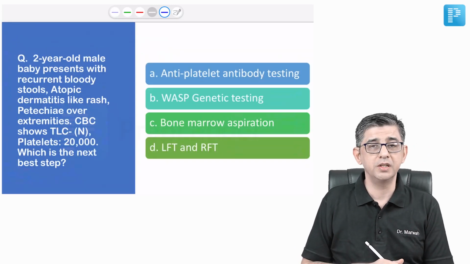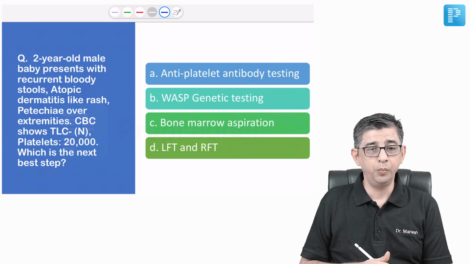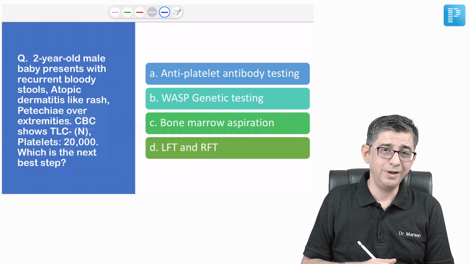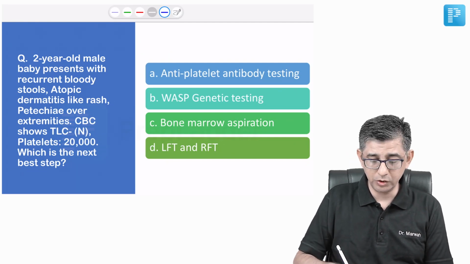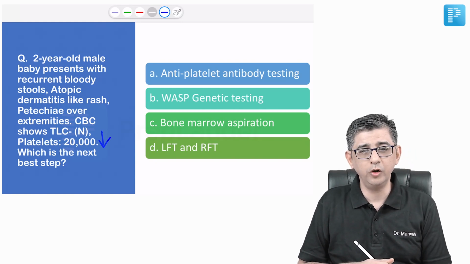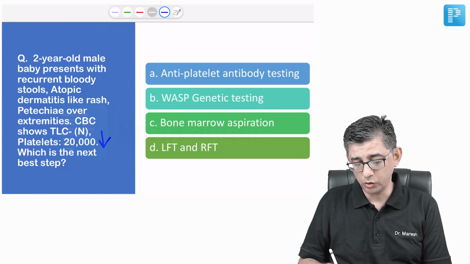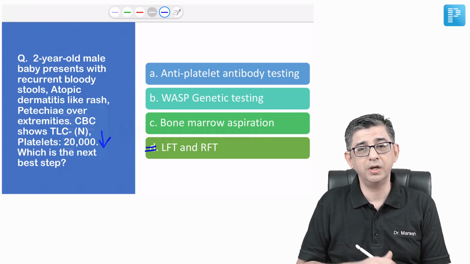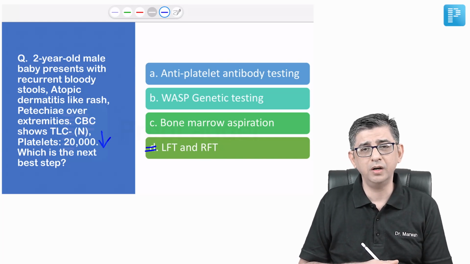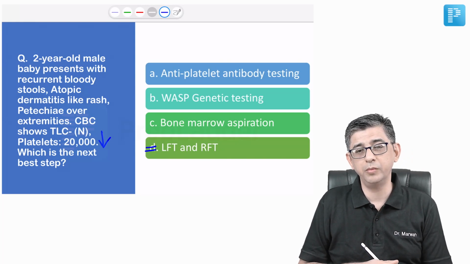The next question again has a pediatric overlap. There's a kid with recurrent bloody stools, atopic dermatitis, and petechiae over the extremities. CBC shows a TLC that's normal, but platelet count is low. And my first thought process was this could be ITP, that is idiopathic thrombocytopenic purpura. And I was thinking, yes, I should be going in for maybe a bone marrow study in this patient. In ITP, the bone marrow will be showing megakaryocyte hyperplasia primarily.